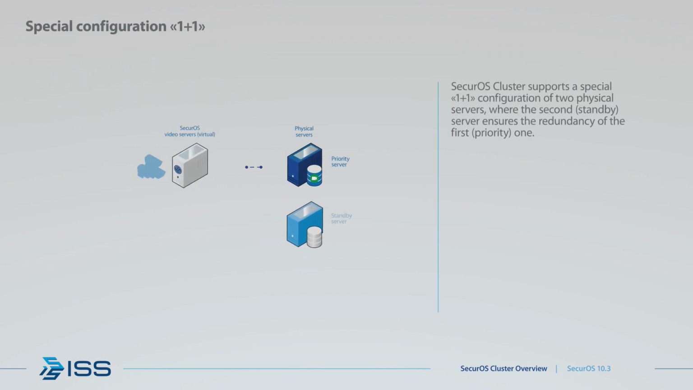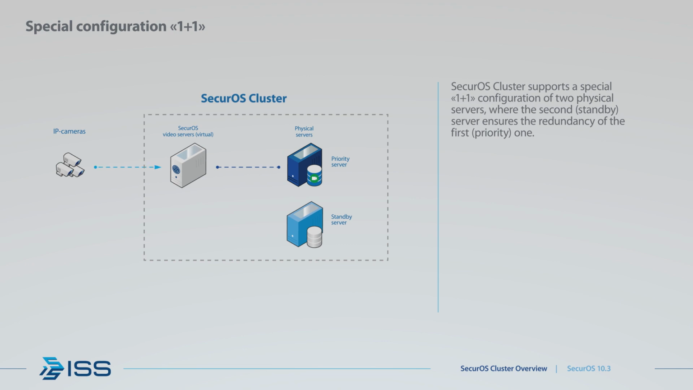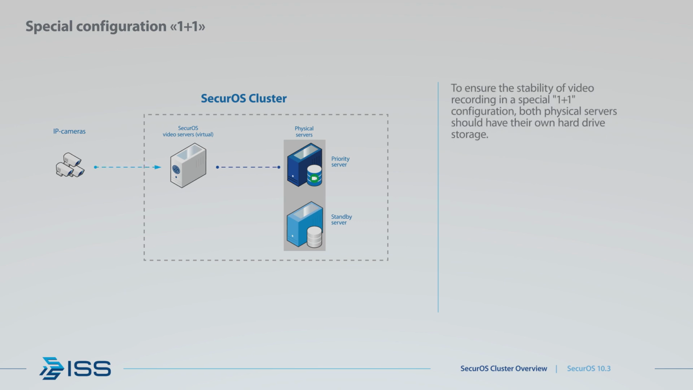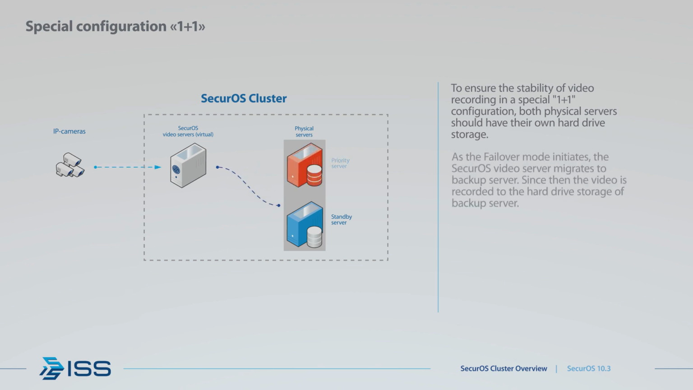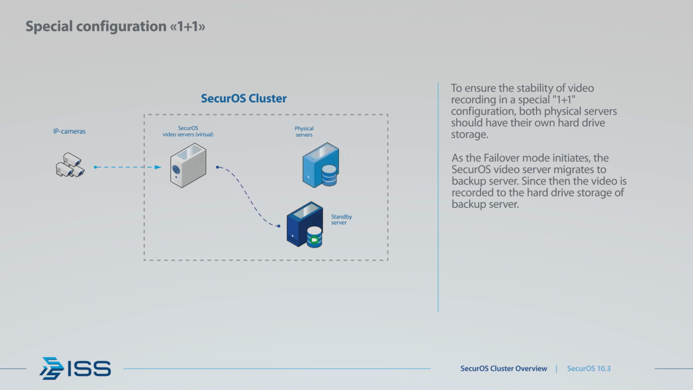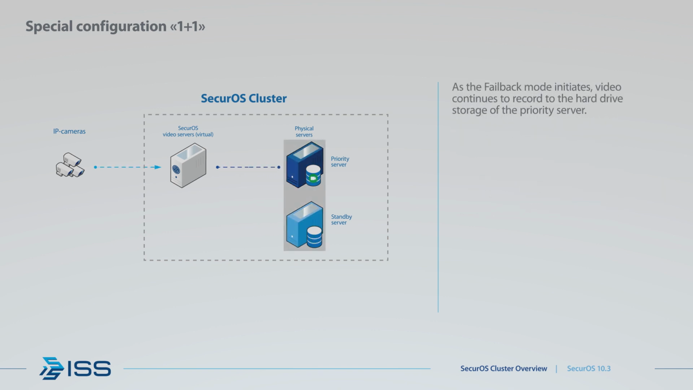SecurOS Cluster supports a special 1+1 configuration of two physical servers, where the second server ensures the redundancy of the first one. To ensure the stability of video recording in a special 1+1 configuration, both physical servers should have their own hard drive storage. As the failover mode initiates, the SecurOS video server migrates to the backup server. Since then, the video is recorded to the hard drive storage of the backup server. As the failback mode initiates, video continues to record to the hard drive storage of the priority server.